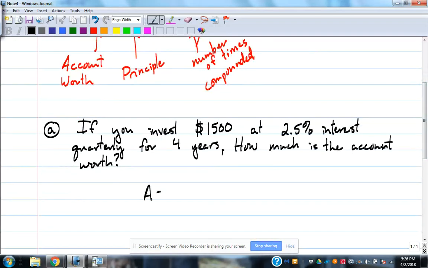So our formula, account worth: our principal investment is $1,500. 1 plus our interest rate is 2.5%, so that's 0.025. Quarterly, n is 4, 4 times a year. n times t is 4 times 4, 4 times every year for 4 years. We're just plugging all this stuff in, cranking out the account worth. We're not having to solve for anything at this point.